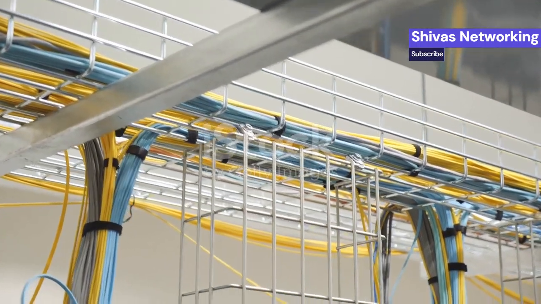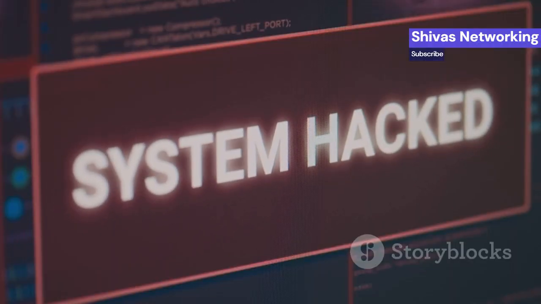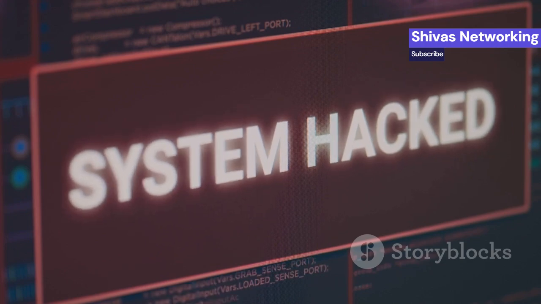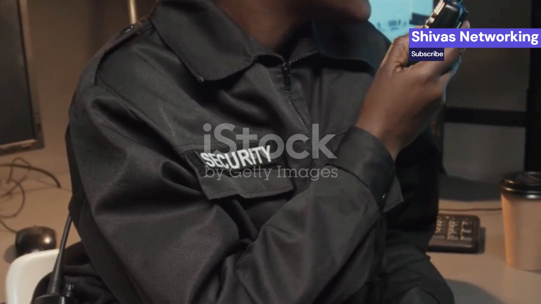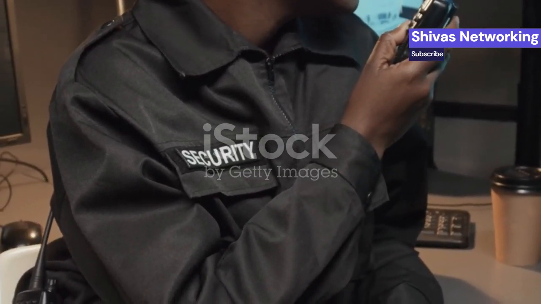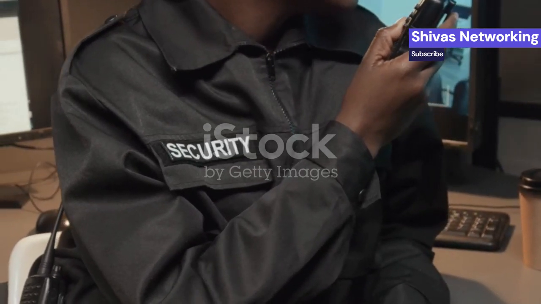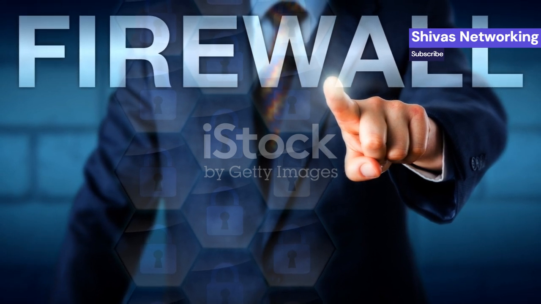On the other hand, IPS, or Intrusion Prevention System, is more proactive. It not only detects malicious activity but also takes steps to block or prevent it in real time. Think of IPS as a security guard who not only spots the intruder but also stops them from causing harm. So, while IDS is great for monitoring and alerting, IPS is essential for real-time protection. Together, they provide a comprehensive security solution for your network.